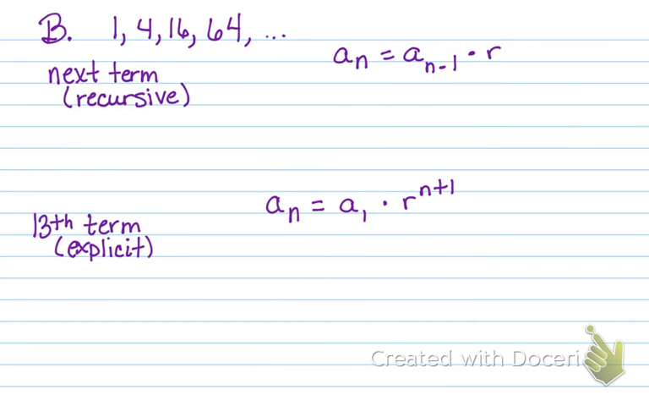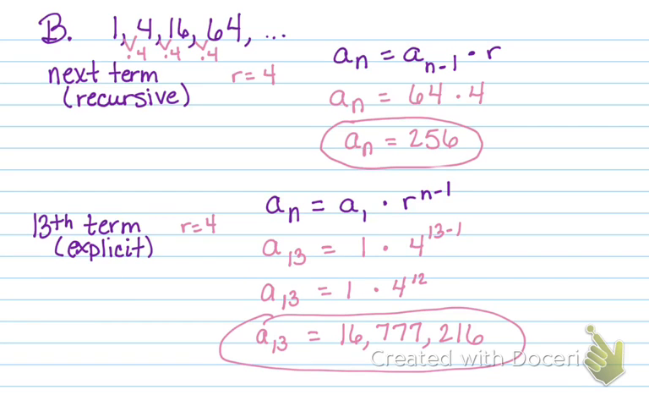Now, this is another example. So I want you to try to find the common ratio and find the recursive, work it out, and the 13th term with the explicit. Pause your video, try it, and then come back and check. All right, so we found that our common ratio was 4, so times 4. And to find the next term, we plug in 64 times 4, and we got 256. That's our recursive for the next term.